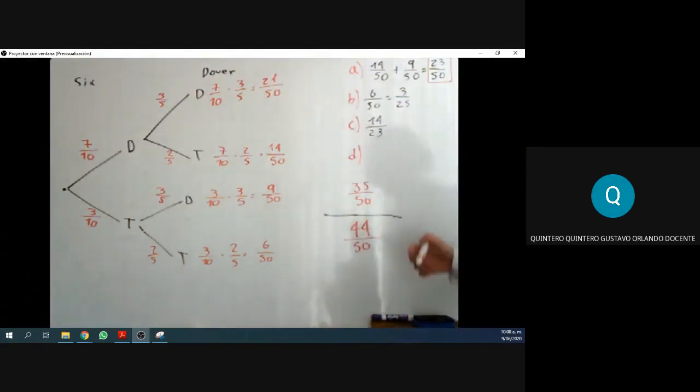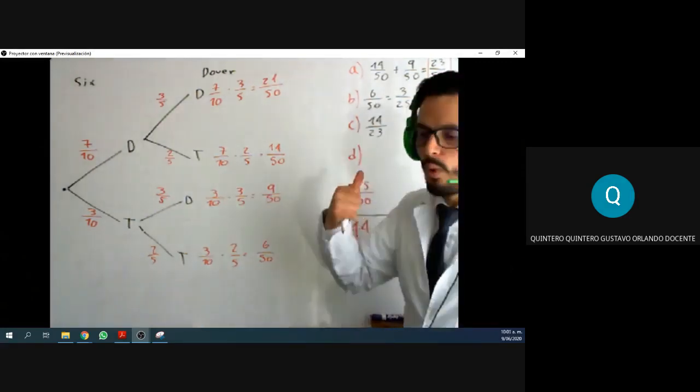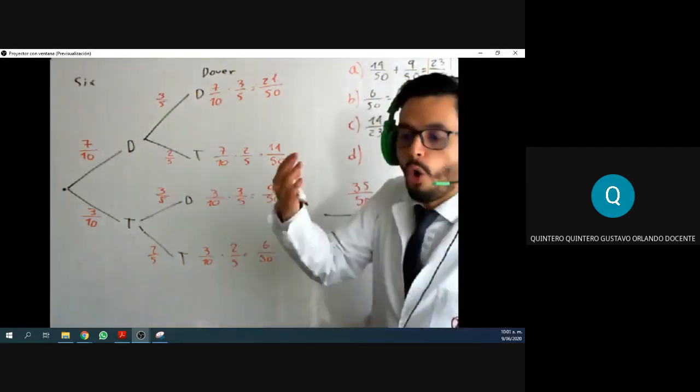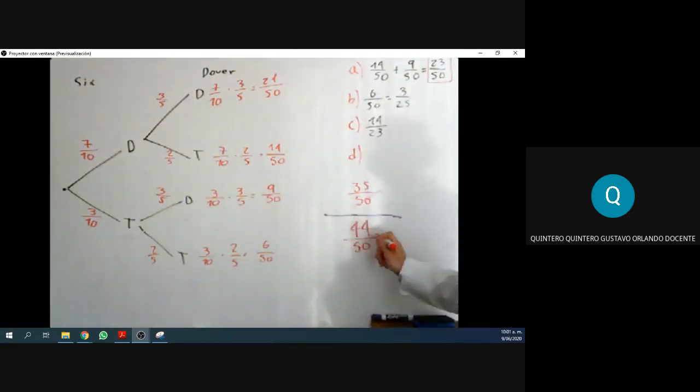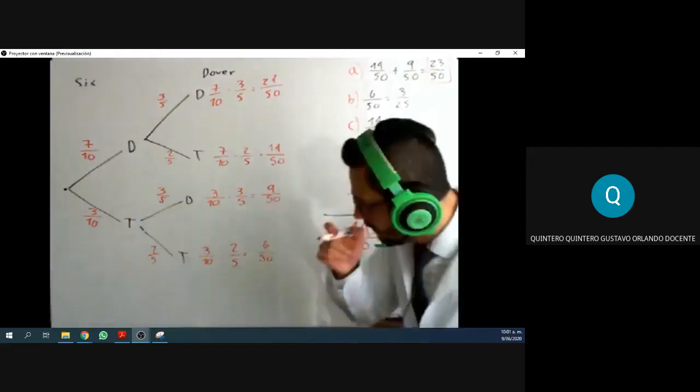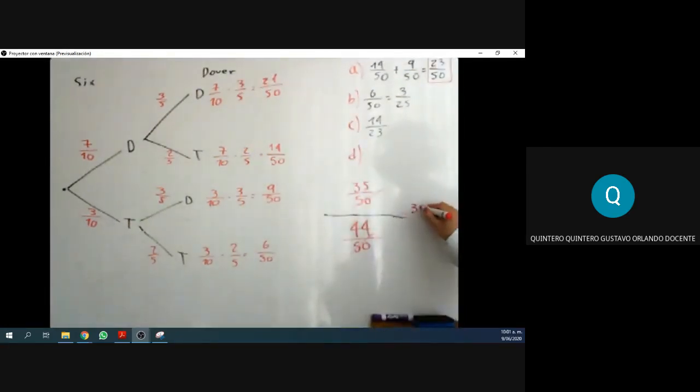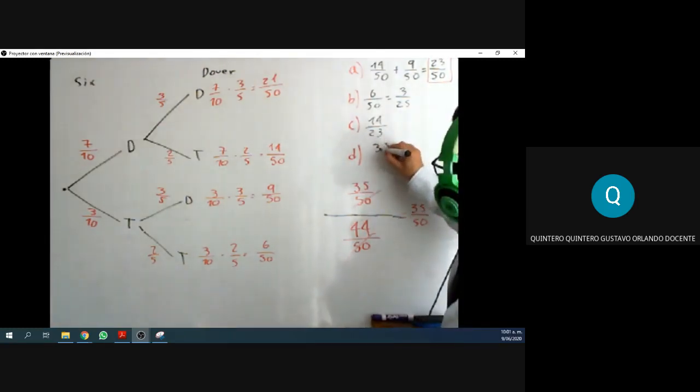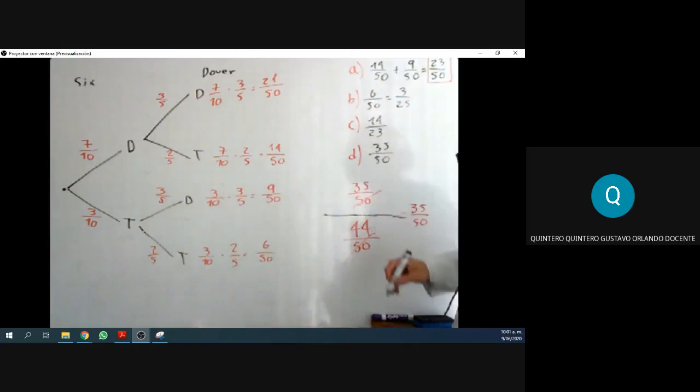Now that we have our division, all we have to do is do the mathematics. Just work this inside of a calculator or simplify the denominators, 50 and 50. And we have a final solution, just like Medina said, 35 over 50. Let me write it here. 35 over 50. There you go.